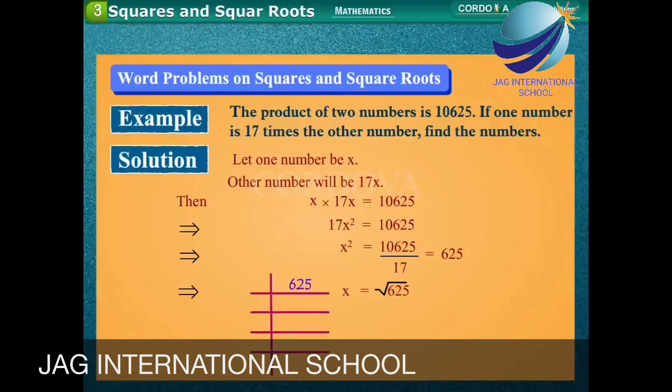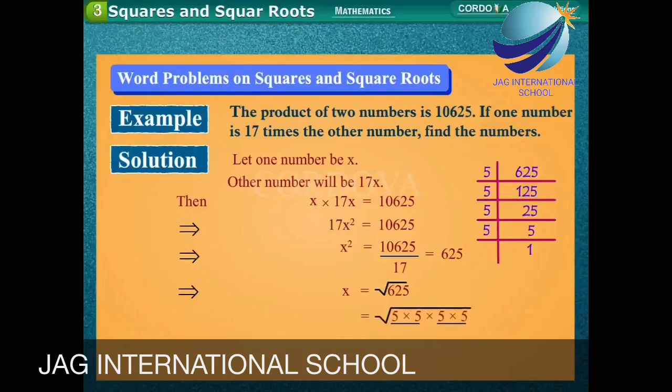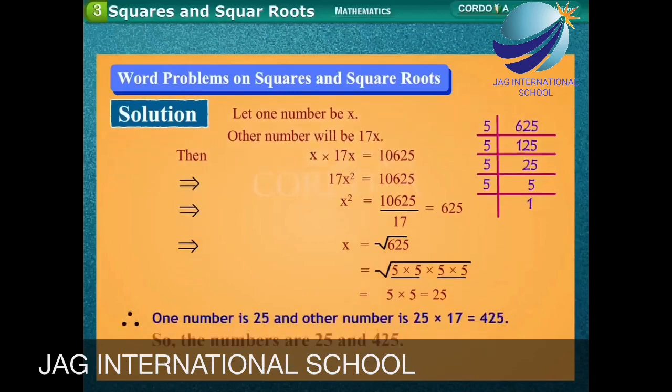625 divided by 5, 125 divided by 5, 25 divided by 5, 5 divided by 5, 1, which is equal to square root of 5 into 5 into 5 into 5, which is equal to 5 into 5, which is equal to 25. Therefore, one number is 25 and the other number is 25 into 17, which is equal to 425. So, the numbers are 25 and 425.